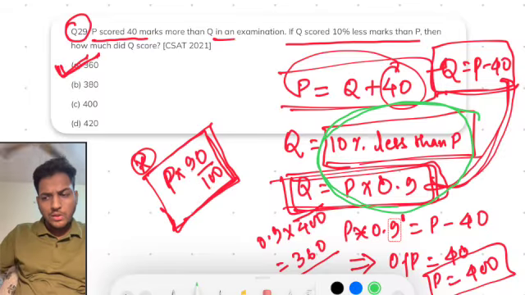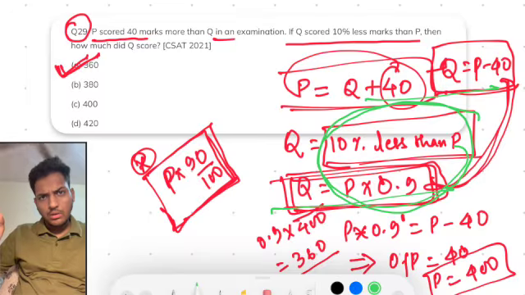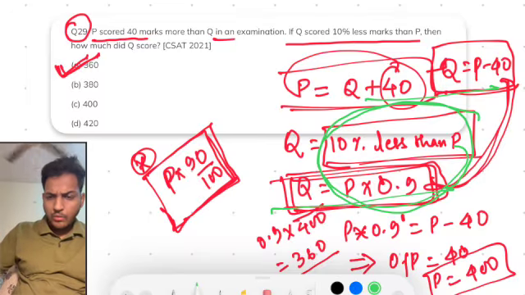Then you had two equations. One equation is this, one equation is this. I hope all of you are comfortable with solving two equations in two variables. Otherwise we will separately also have a class for solving two equations in two variables. Now we will see the next question.